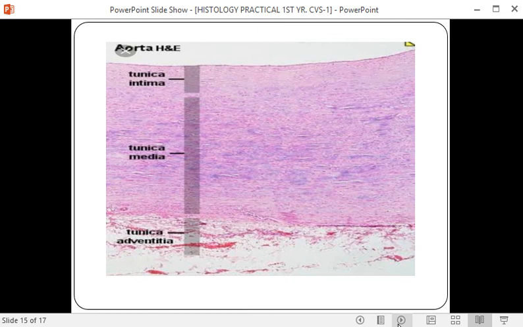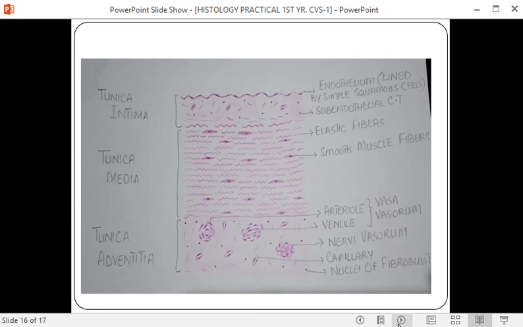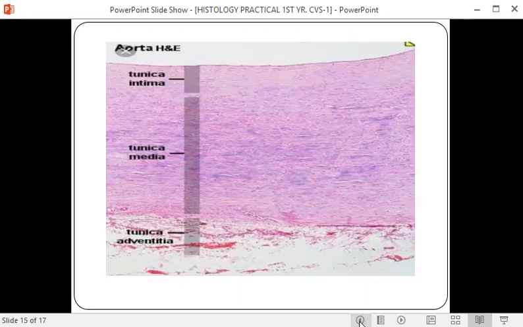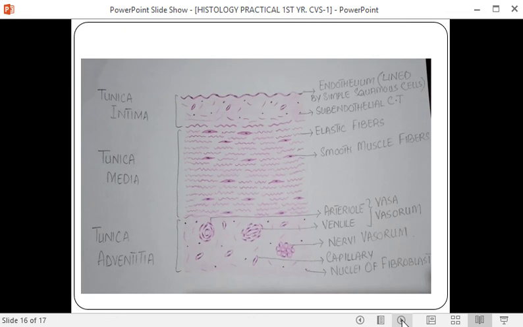Here is the microscopic structure of the aorta. We can see tunica intima, which is thick, and we can clearly see the subendothelial connective tissue, and then we can also see the tunica media, which is made up of many layers of elastic fibers, and then tunica adventitia, which is made up again of connective tissue fibers. Now this is the diagram of an elastic artery.